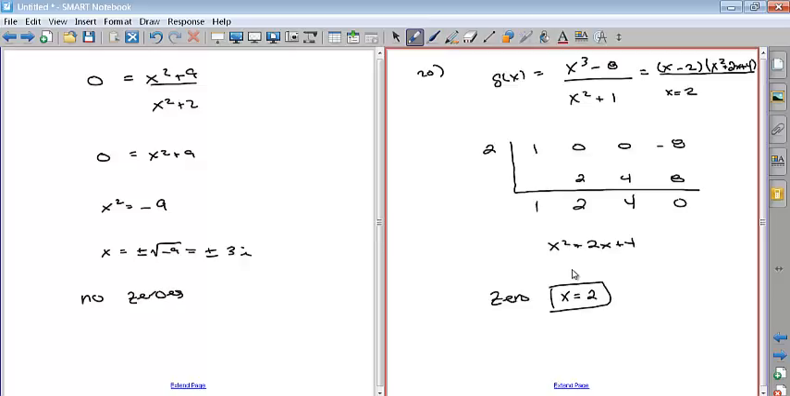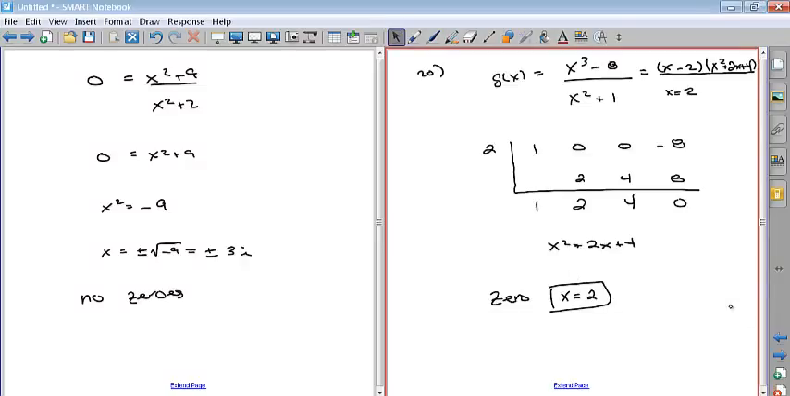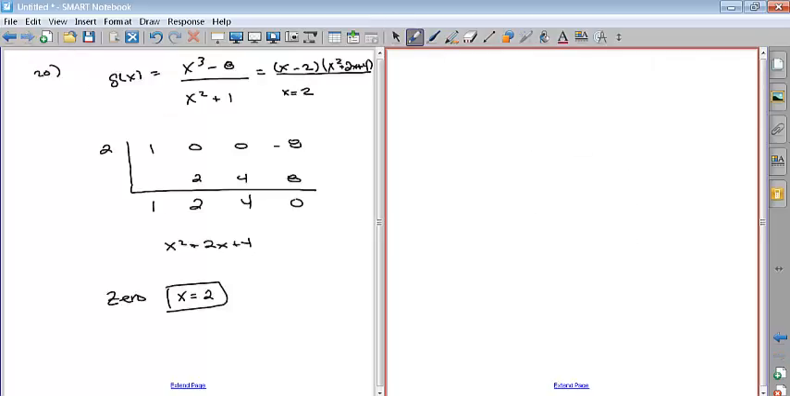But let me just pause for a second. So yes, that's correct. So that was the correct answer. There would be 2 other complex roots, but they're not zeros, because that doesn't make the function go to 0. So I have to be careful about that. Okay, 21, the next group.